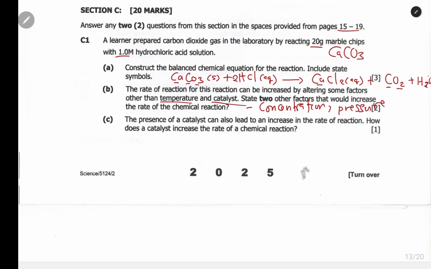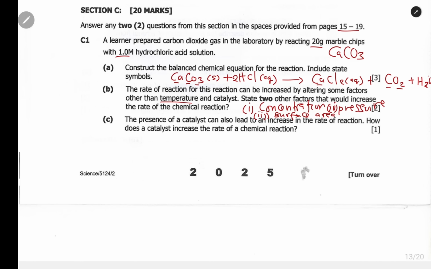Then, of course, you can put also surface area. Okay, surface area. So any of these two. But make sure that as you write, you present them very well. You can put Roman numerals 1, 2, then 3, so you number them clearly. All right, I guess there's no problem.